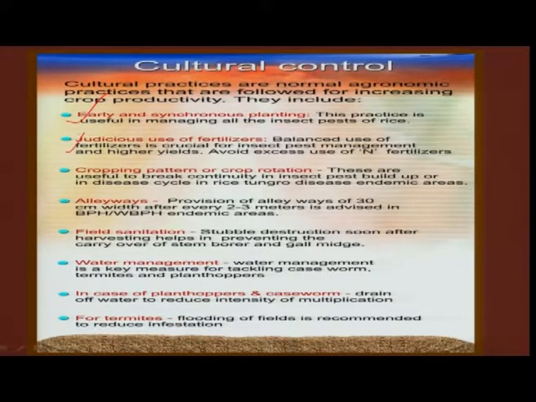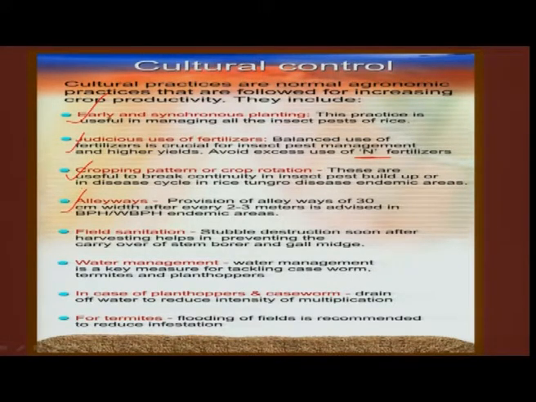Then another most important one is judicious use of fertilizer. The higher the nitrogen, the higher will be the sucking pest damage. It has become a thumb rule. So, care has to be taken on this aspect. Then cropping pattern or crop rotation: instead of taking 2 to 3 crops of paddy continuously in the same season, you have to alternate one season with paddy, another season with another crop, so that there will be breaking of the pest life cycle, thereby naturally the population can be reduced.